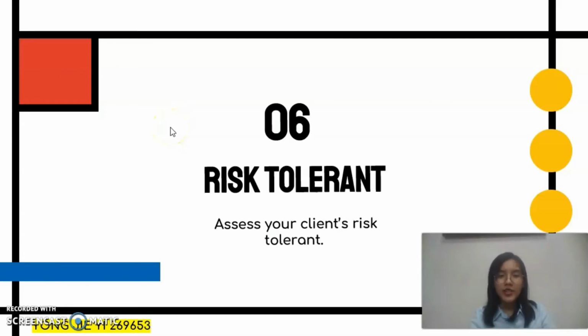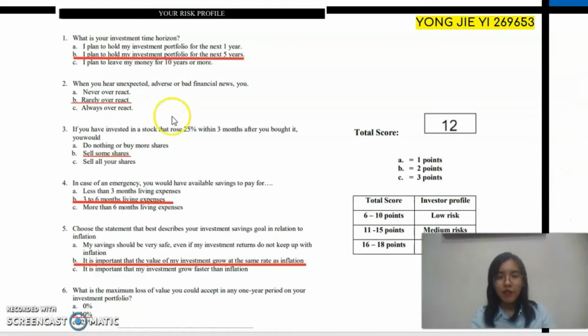So we can see this is the risk profile of Mr. Chong Yun Ming. The total score of his risk profile is 12 points, which is medium risk. So we can say that Mr. Chow is a middle-aged investor that cannot afford to take high risk because he has a family.